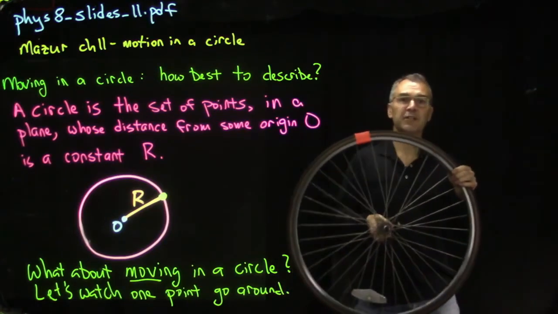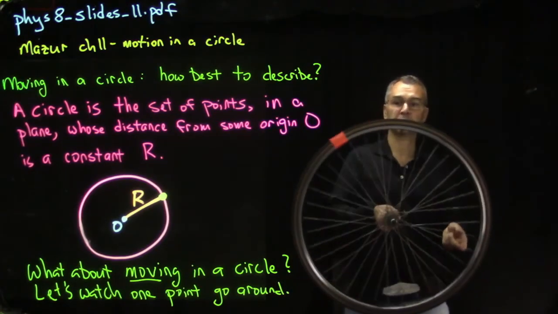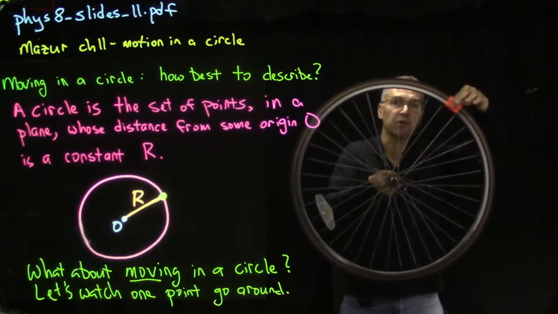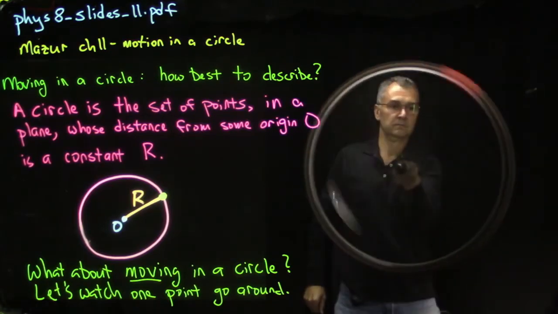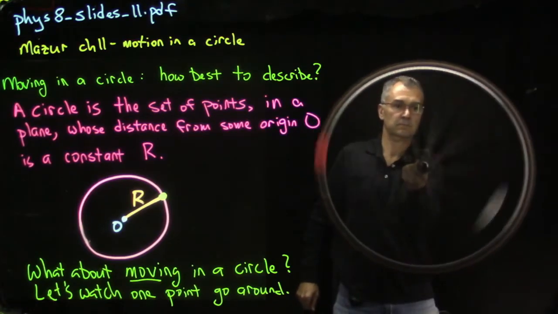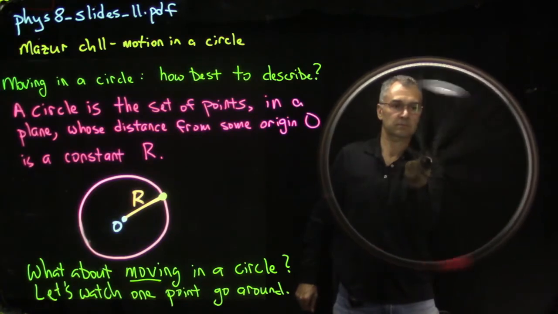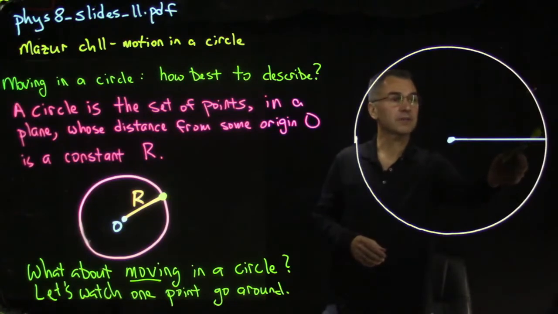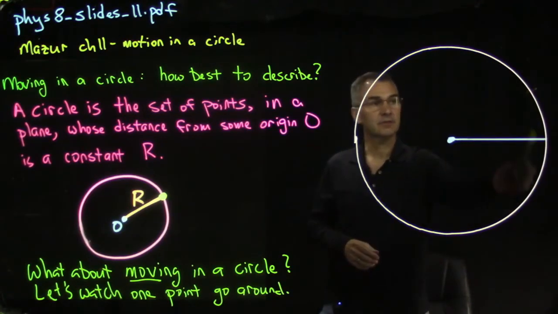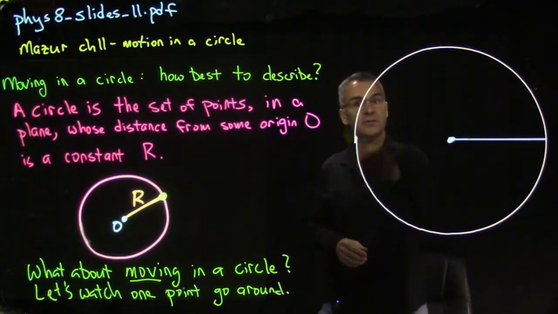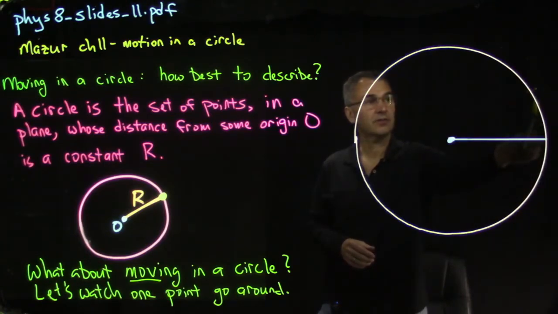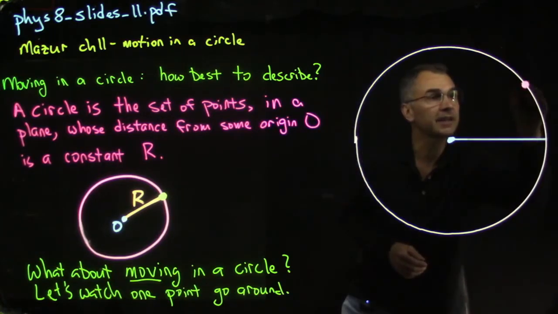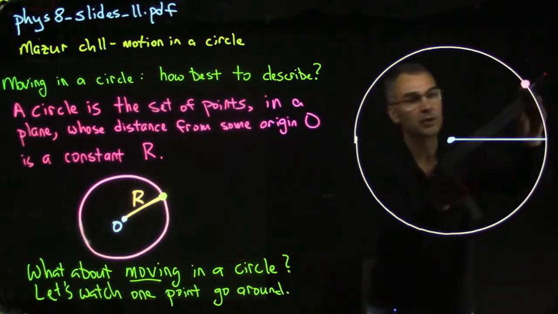Maybe to describe moving in a circle, it's best if we watch one point move around. So as I spin this bicycle wheel, focus on the point that's marked with a piece of orange tape. When we watched one spot go around on the circle, it would go around and around and around like this. So one instant it's here, and then it's here, and then here, here, here, here. So it seems we could indicate at some point in time where the spot is.